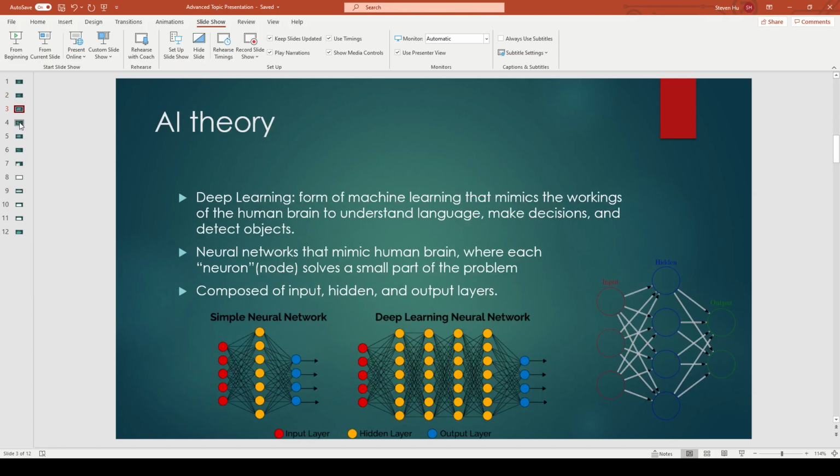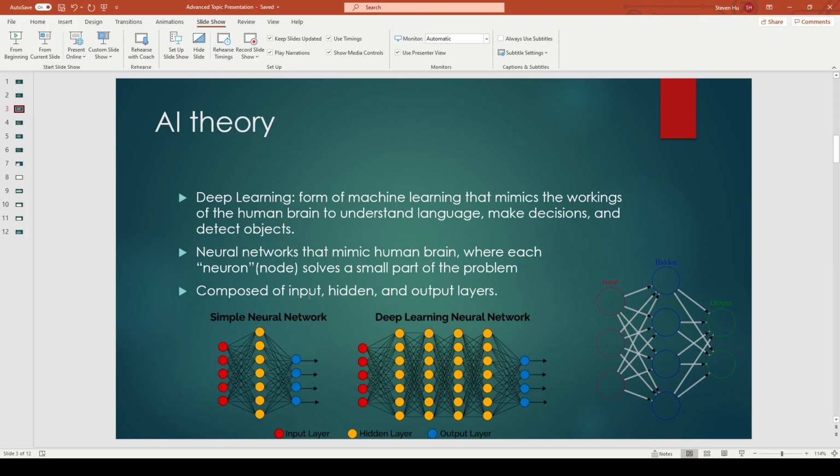So the AI theory is deep learning. It's a form of machine learning that mimics the human brain to solve problems. Where the human brain has neurons, where each neuron solves a small part of the problem that we're going through, neural networks mimic those, but instead of neurons, they are nodes. And each node solves a small part of the problem in the same way the human brain does.